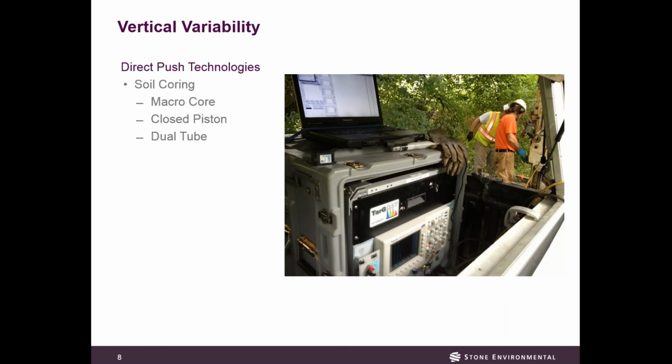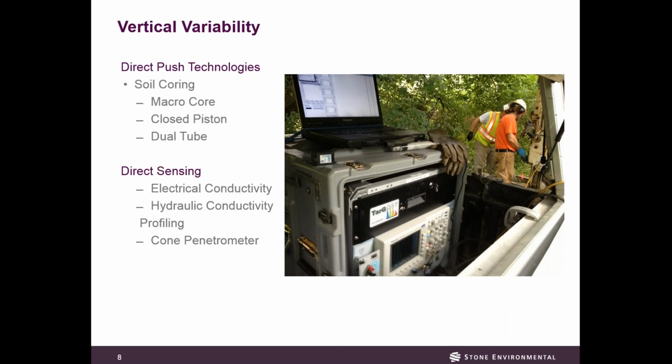Okay, next up. Direct sensing. So there are several ways you can assess stratigraphy by not sampling soil. Electrical conductivity, Seth mentioned already. Hydraulic conductivity profiling using the Waterloo APS or the Geoprobe system are 2 kind of often deployed technologies nowadays. And then the cone penetrometer.